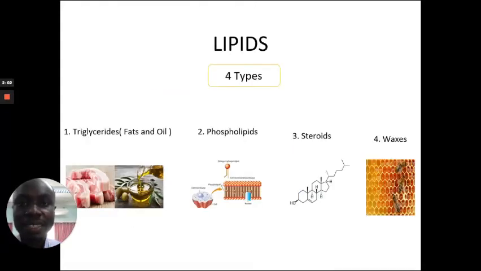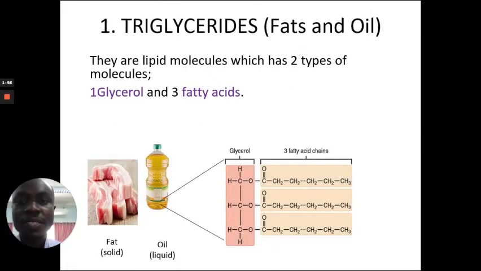Now let's take a look at the types of lipid. We look at only the first 3. The first one is triglycerides. There are 2 types, fat and oil. The fat is the solid found in meat, and the oil is the liquid, like you can see here.